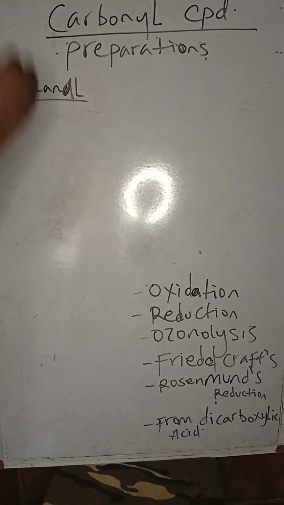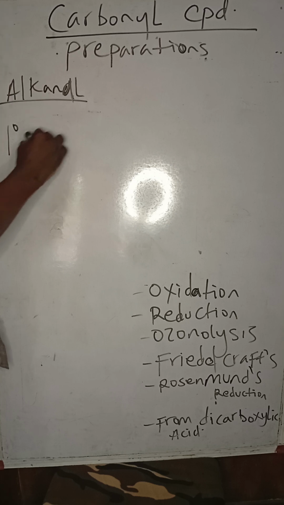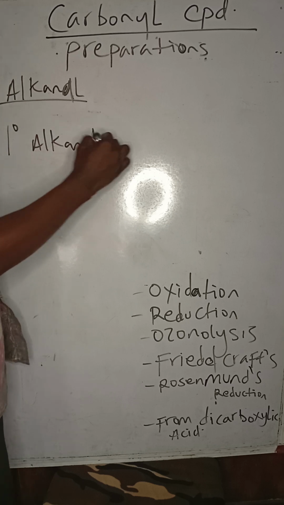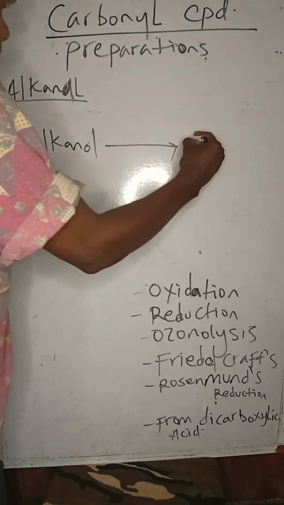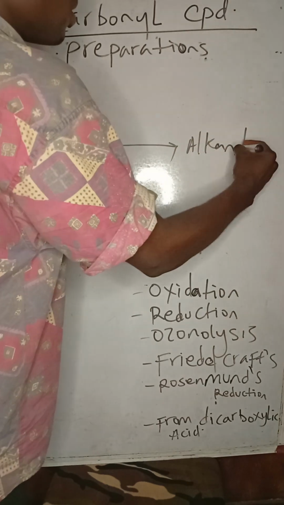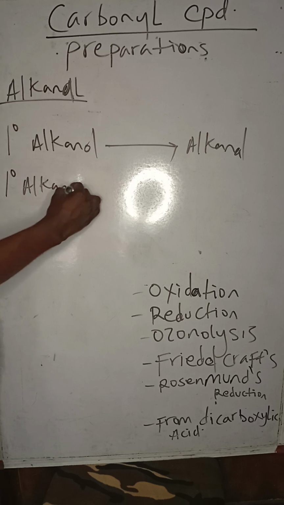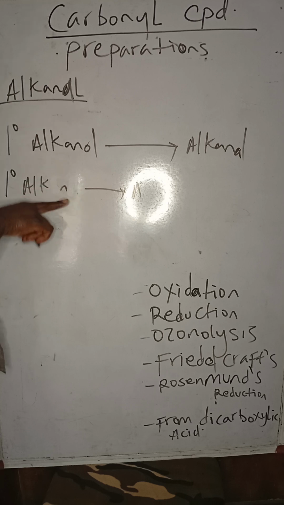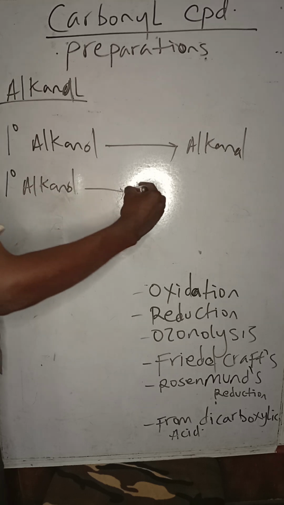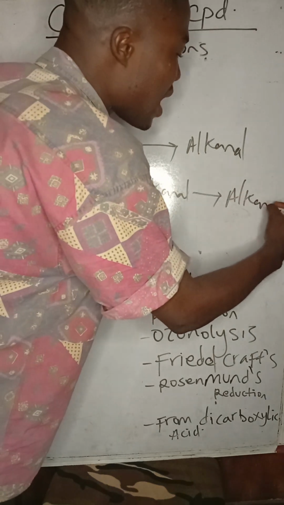Now, quickly, for alkanals, when you oxidize primary alkanols partially, not on complete oxidation, please, partial oxidation of primary alkanols, you're going to get alkanals. Partial oxidation, that means not complete. Because normally, if we oxidize primary alkanols, we're going to get alkanals as an intermediate, and finally alkanoic acid.